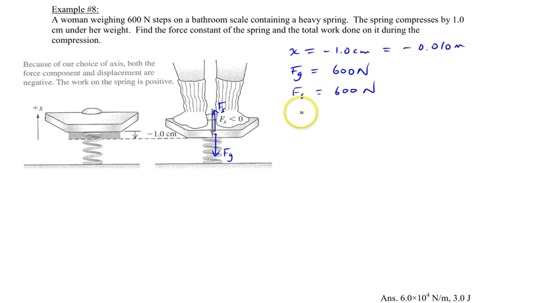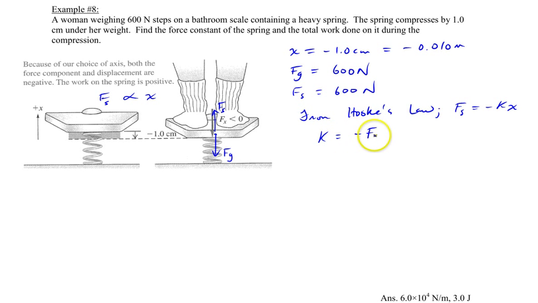So if you remember from Hooke's law, the force of compression, or the spring force, is directly proportional to the displacement, which more specifically, the spring force is really equal to -k times x. So therefore, if you want to find the spring constant, k would be equal to negative of the spring force divided by the displacement. So that's -600 newtons divided by -0.01 meters, and this gives you a spring constant of 6.0 times 10 to the power of 4 newtons per meter.